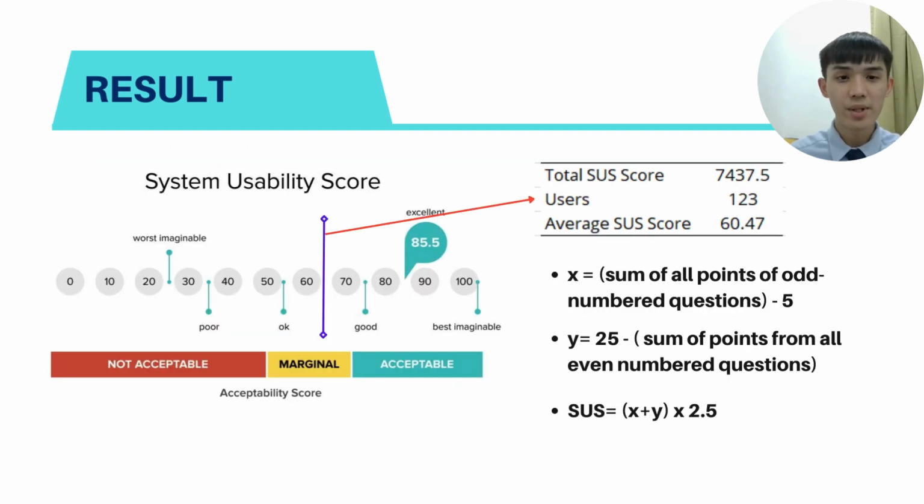The next is the system usability score, which we call SUS. So how to get the SUS? The first one is calculating x. X is equal to the sum of all points of odd number questions minus 5. For y, it is 25 minus the sum of points of all even number questions. And the SUS is x plus y, times 2.5 for each user. So we have the total SUS score and divide by the total users, and we get an average SUS score of 60.47. So it is in the region of marginal.